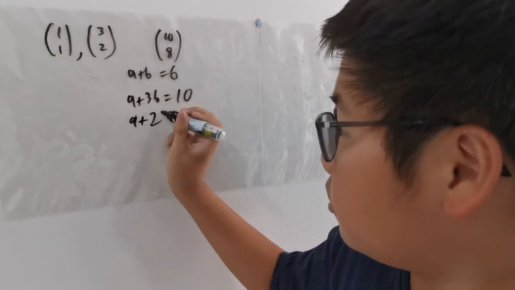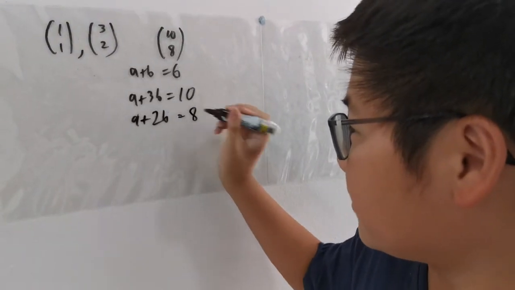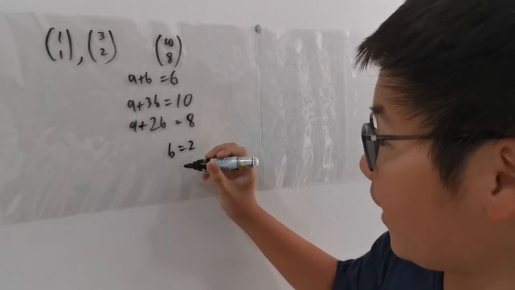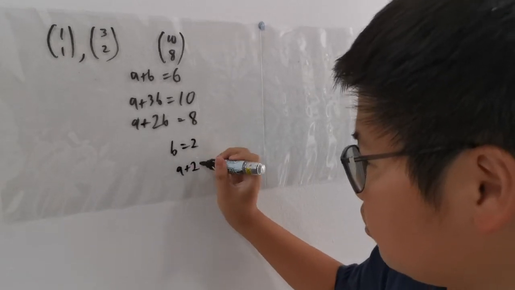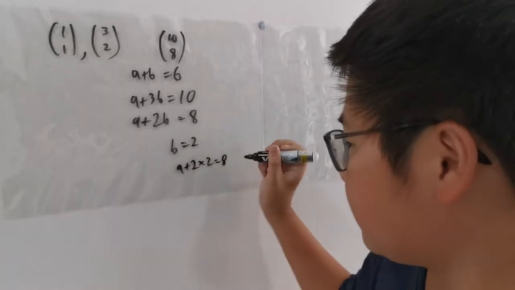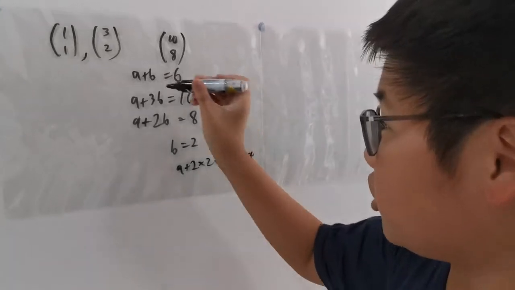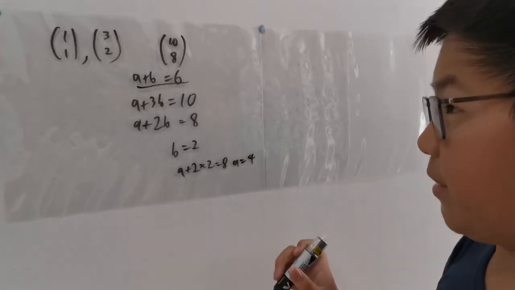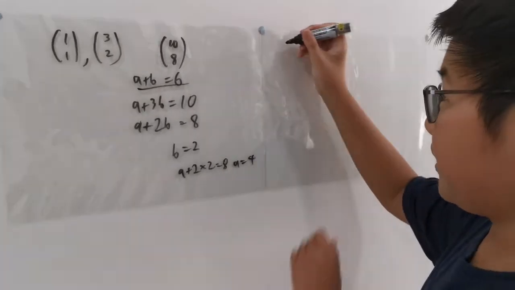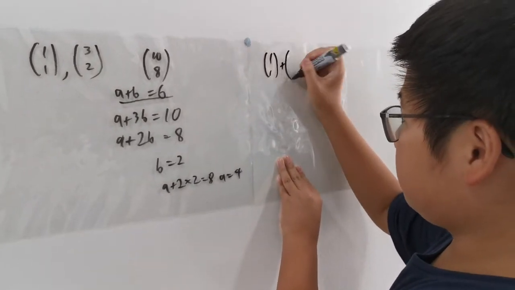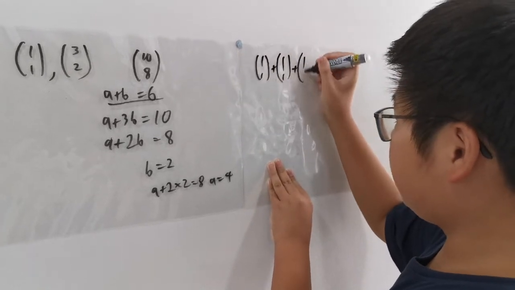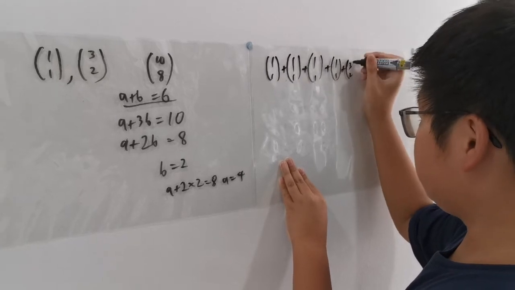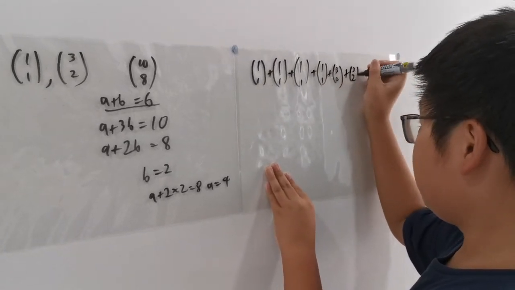A plus 2B equals 8. Now we can easily find out that B equals 2 and A plus 2 times 2 equals 8, so A equals 4. A quick check on the above condition shows us that these two values of A and B satisfy them. So we can write it as (1, 1) plus (1, 1) plus (1, 1) plus (1, 1) plus (3, 2) plus (3, 2).